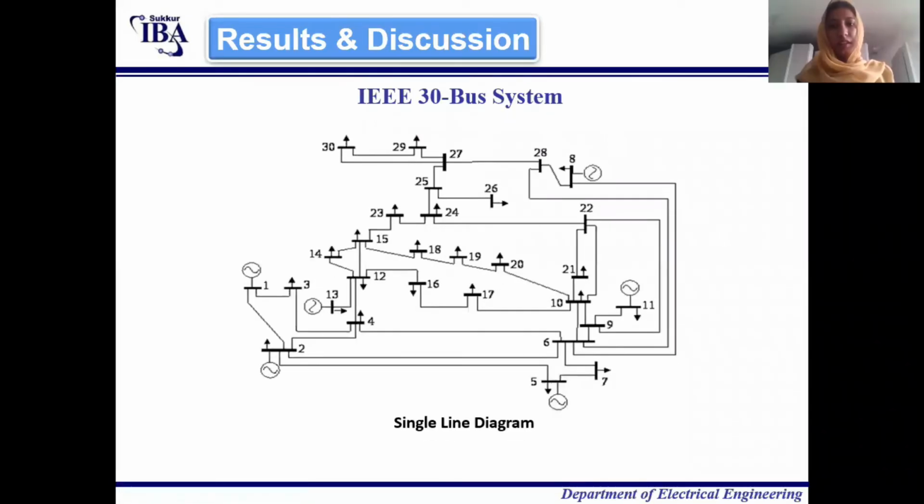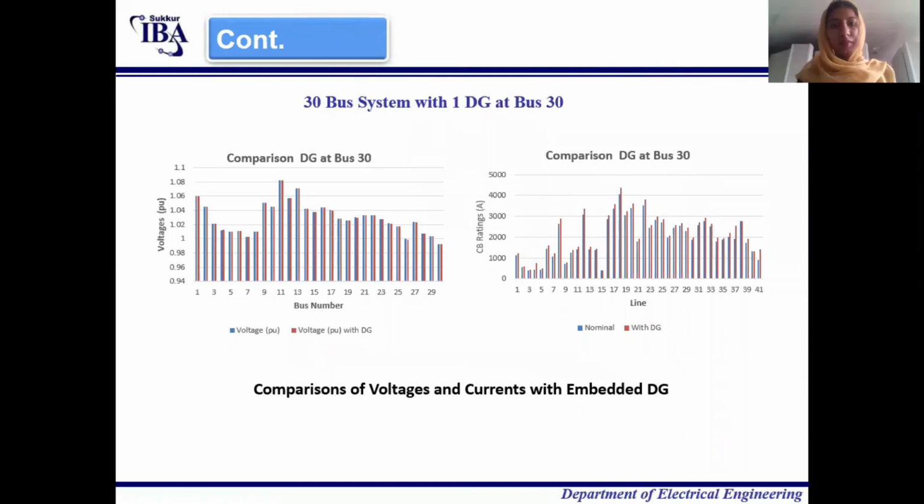Next we have the IEEE 30 bus system, and this is the single line diagram of the IEEE 30 bus system. We have added a single DG on bus 30. We can see the voltage profile and current rating profile of the IEEE 30 bus system when a single DG is added on bus 30. When we have added a DG on bus 30, the current is increased beyond the limits and thus violates the current rating of other protective devices such as circuit breakers.